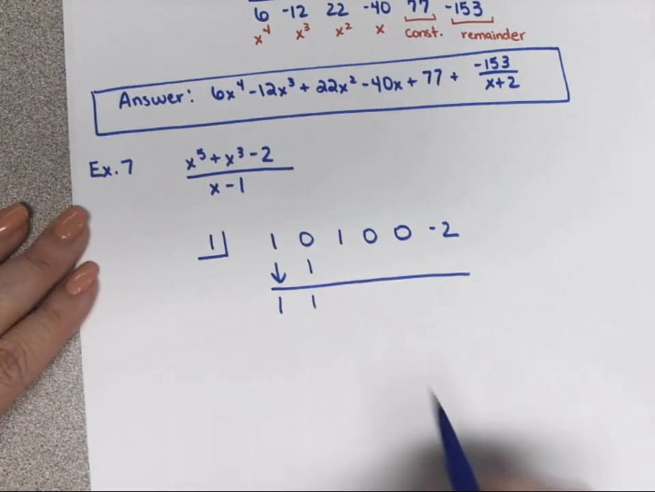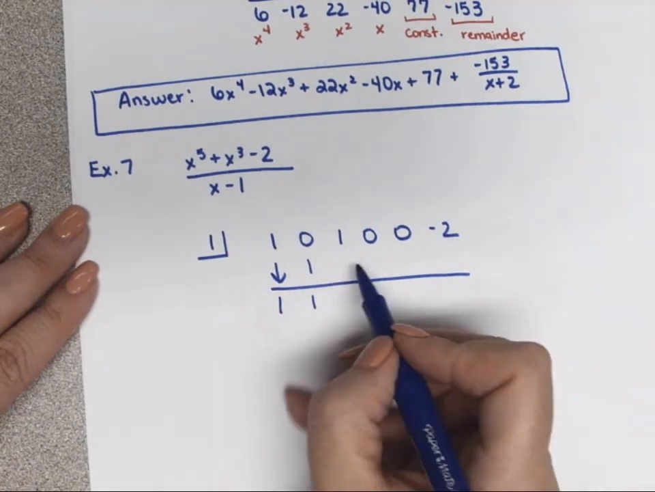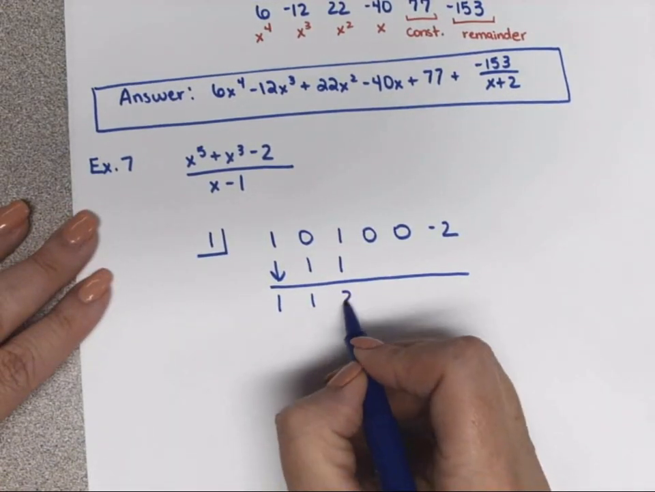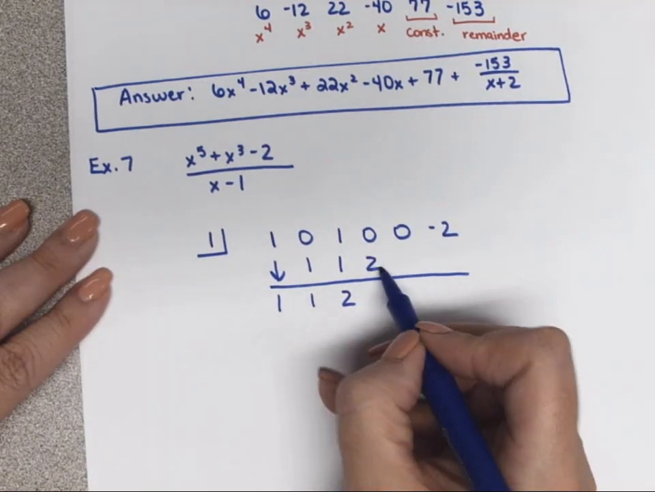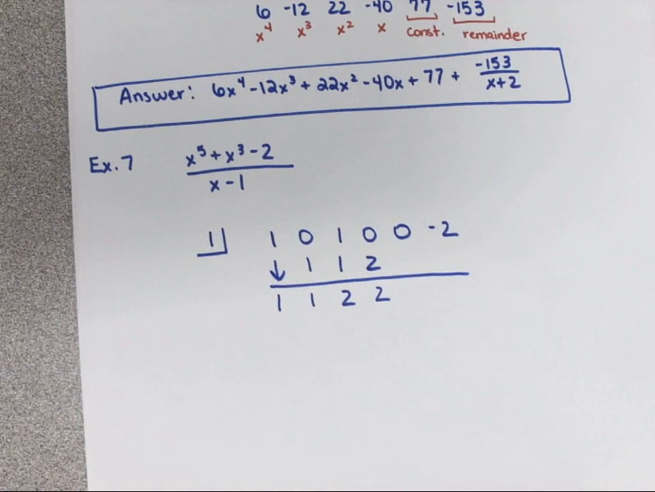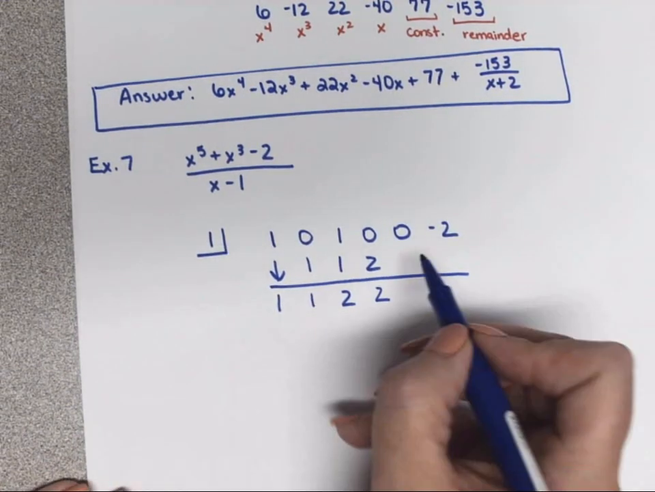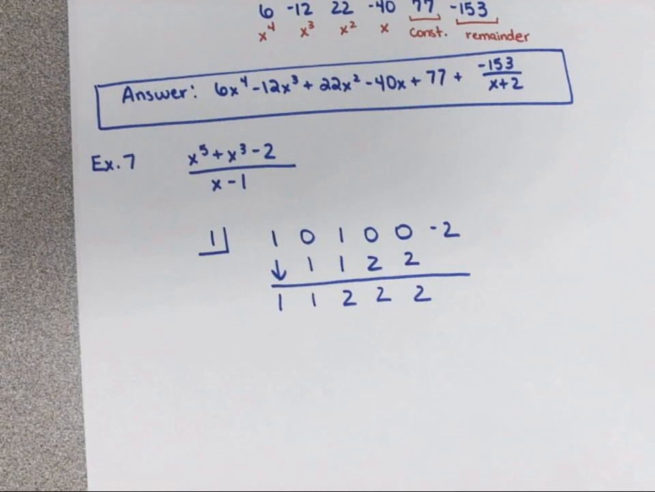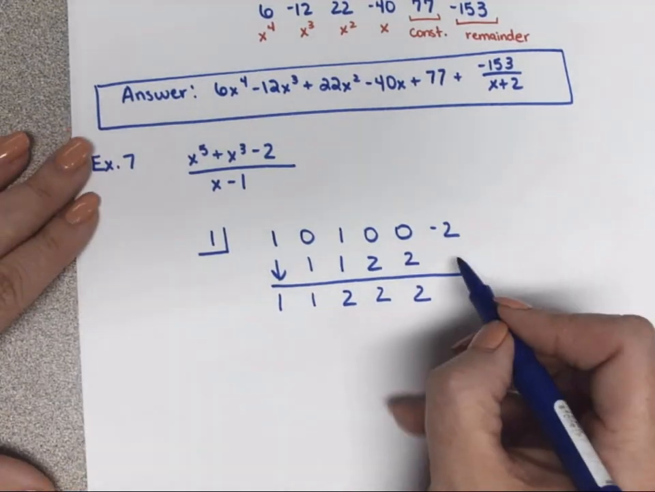Add. So 0 and 1 is 1. And then we do it again. 1 times 1 is 1. But when we add down that column, what do we get? 2. 2 times 1 is 2. Add down that column, we get 2. There's going to be lots of repeating numbers here. 2 times 1 again is 2, giving us a 2 there as well. And then lastly, 2 times 1 is 2.